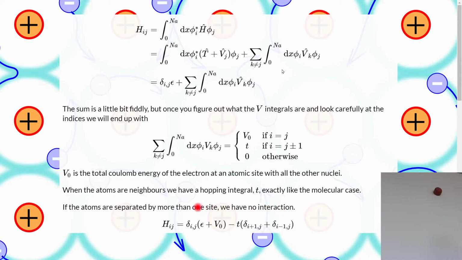Probably not helpful, but you could write this down in this form here. If I and J are the same, I've got H_II, something on the main diagonal. I've got this atomic energy plus V0, the interaction of the electron on atom I with all the atom nuclei. Then I've got minus t, the electron popping to the next atom, because the indices differ by 1.